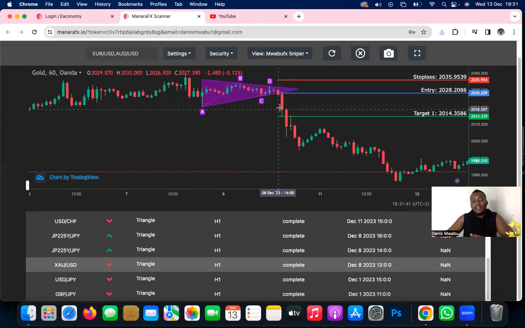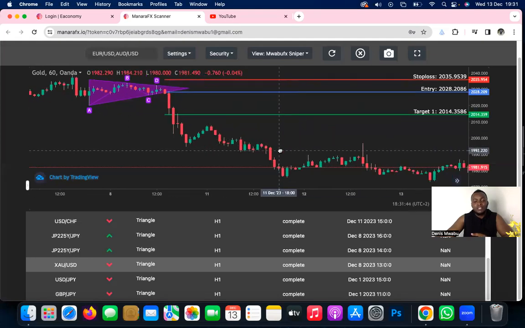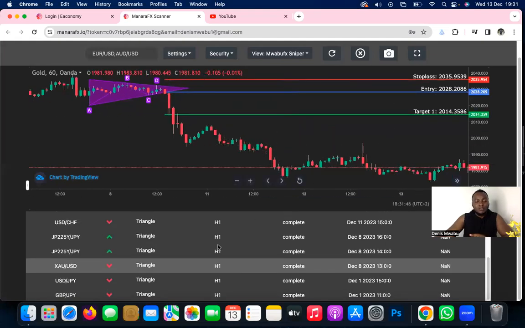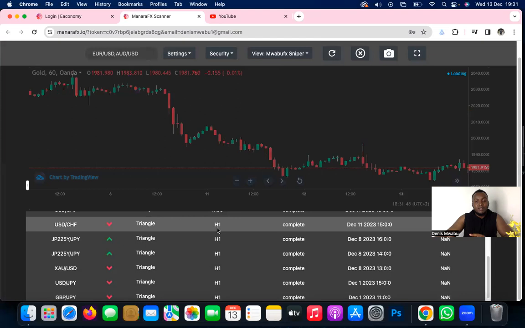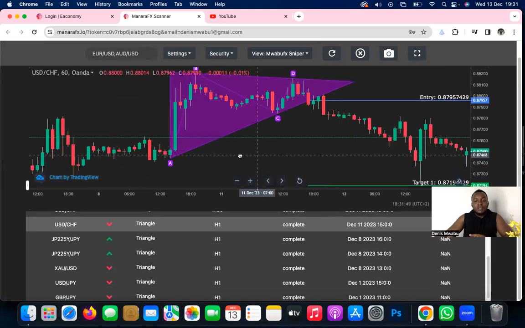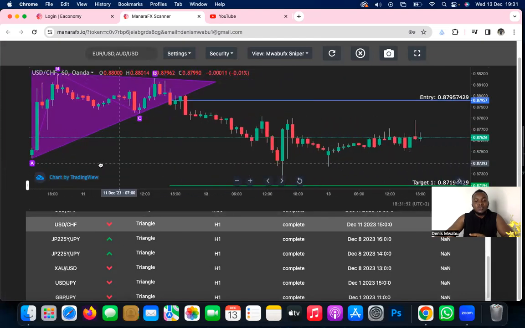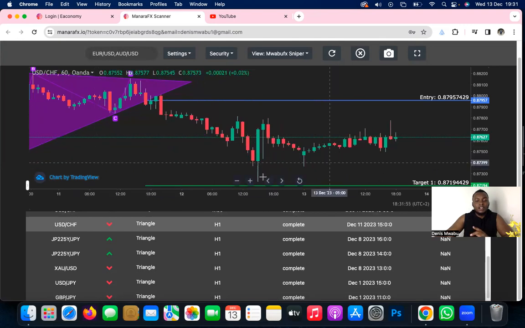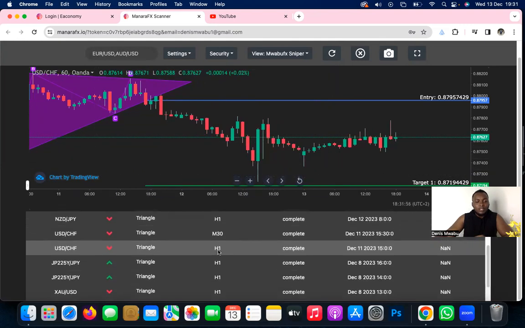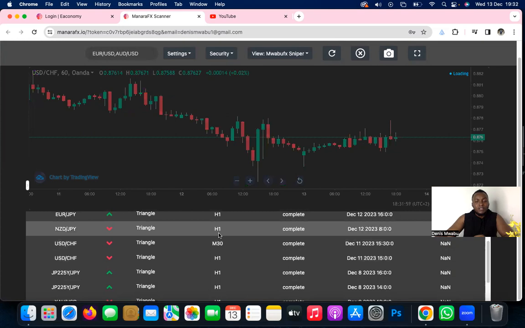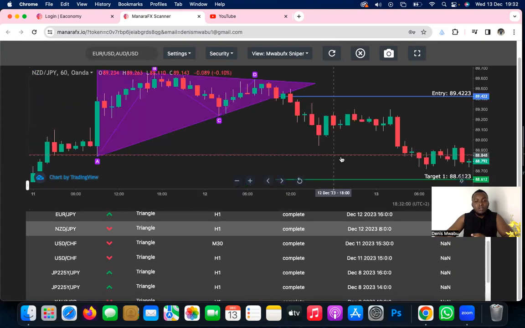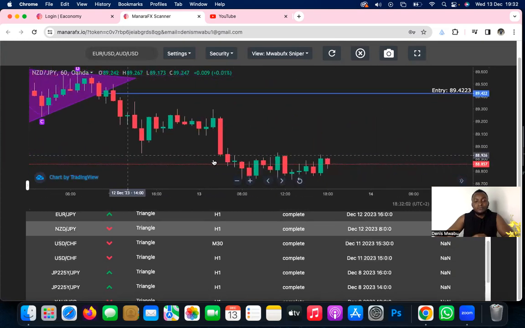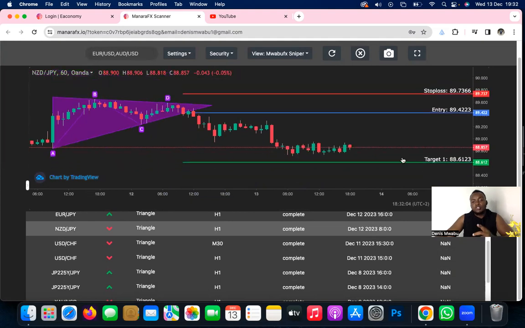And guess what? We had this fall, and you can imagine if you're in this trade, how much money you would have been making. USD CHF again, we're having a triangle break, and take a look at it. It dropped, almost hitting our target. You can see again, we have NZD JPY. NZD JPY, we had a triangle break. This was the entry, and we are able to see that it dropped.